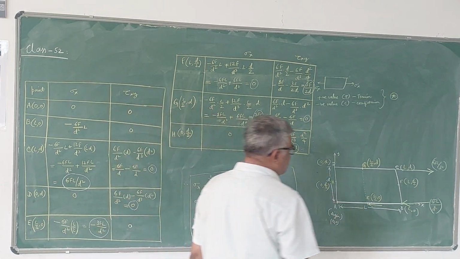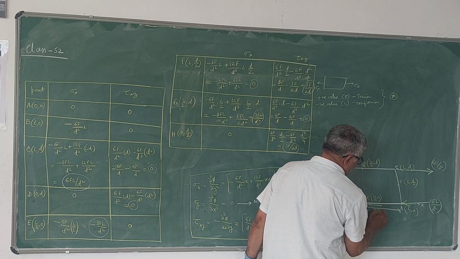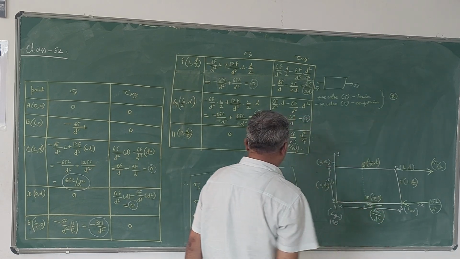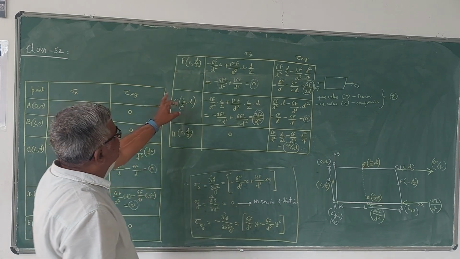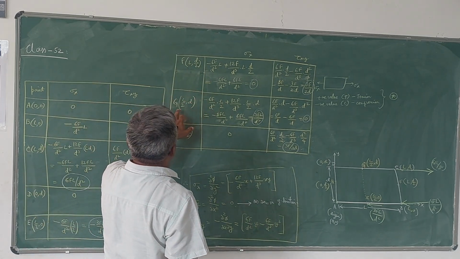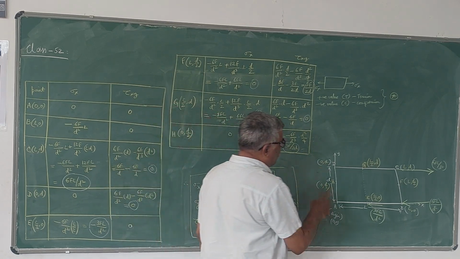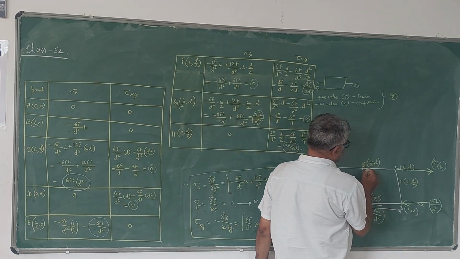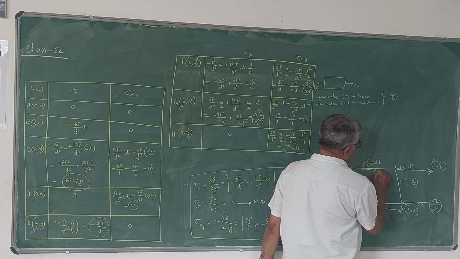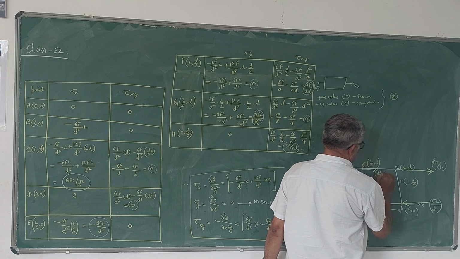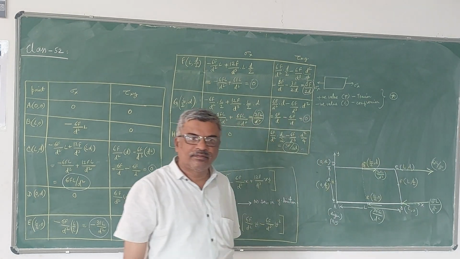So what is the value of this? 3Fl by d square is compression. Next, I will go to F, 0, nothing to show. G, 3Fl by d square, the same value but it is tension. 3Fl by d square, correct?